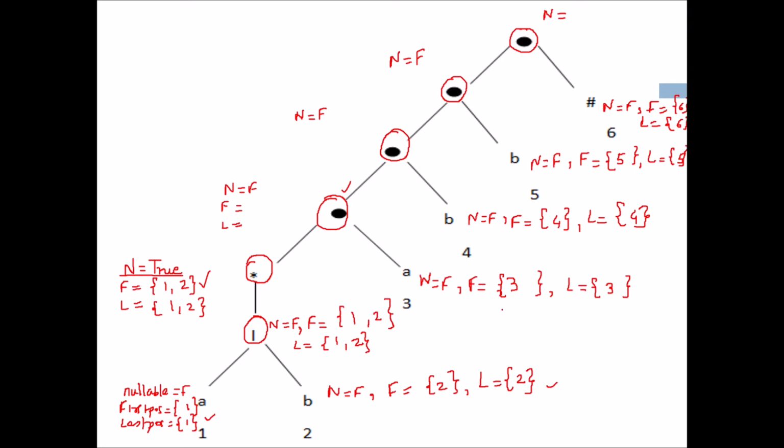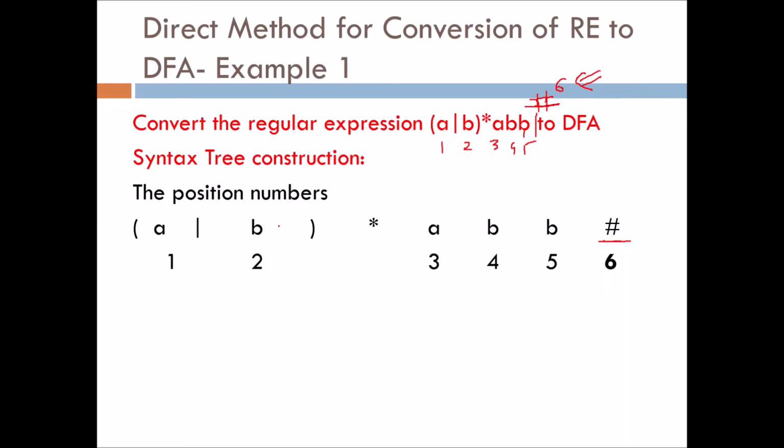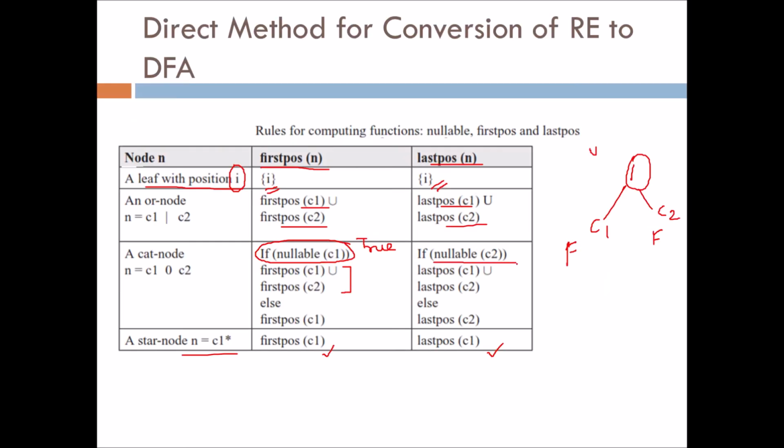This is 1, 2 and here we have 3. So taking the union, we get the value here as 1, 2 and 3. Now to compute the last pos values, we have to look at the nullable value of the right child, because this is C2. Only if that value is true, then we take the union of the last pos values, otherwise it is last pos of the right child.